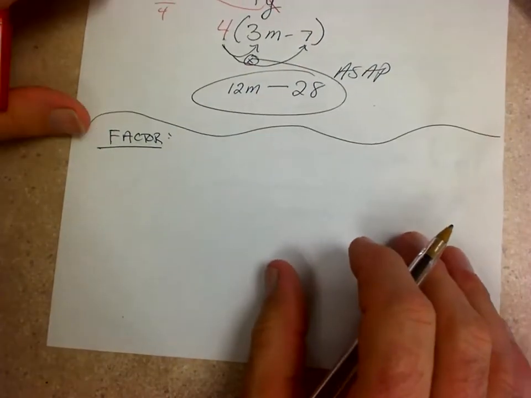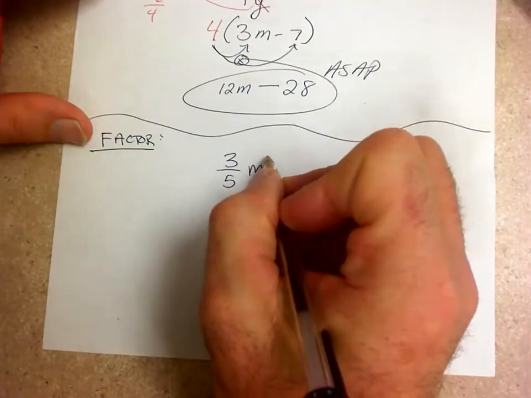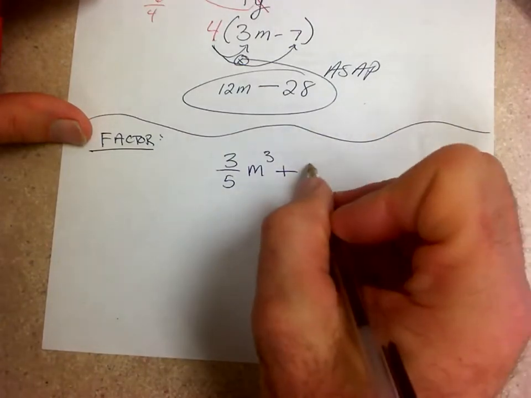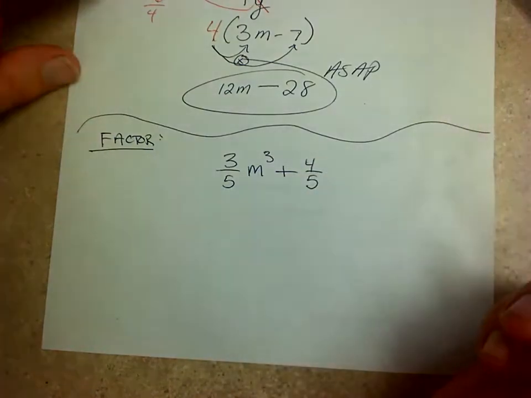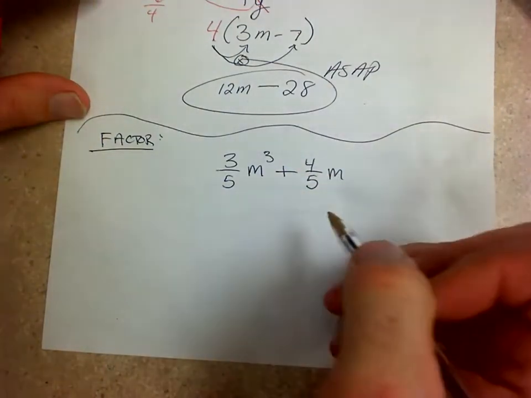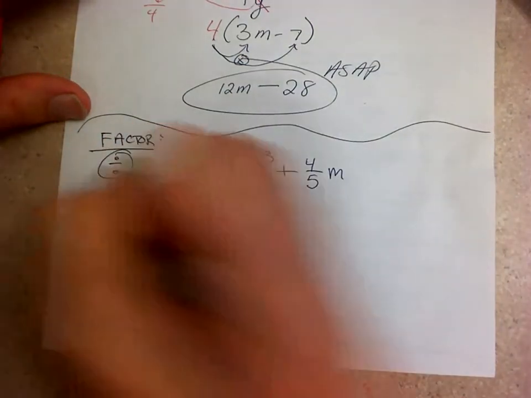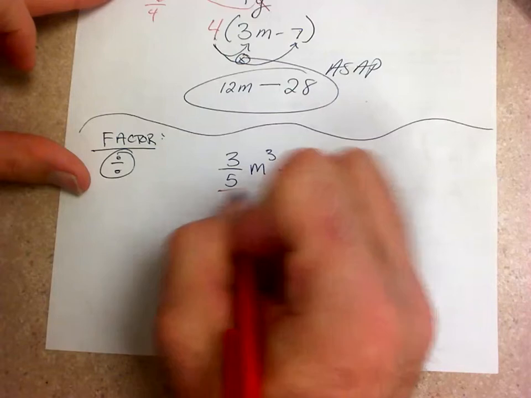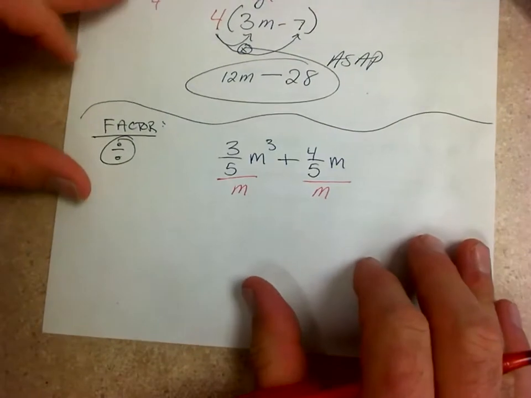we need to be ready to see fractions. So 3/5 m to the third power plus 4/5 m. If we're given these two terms, they are not like terms, so we cannot add. But remember, with factoring, we're looking to divide. What would be a common factor here? The first thing we notice, they both have an m in common, so we can factor an m.